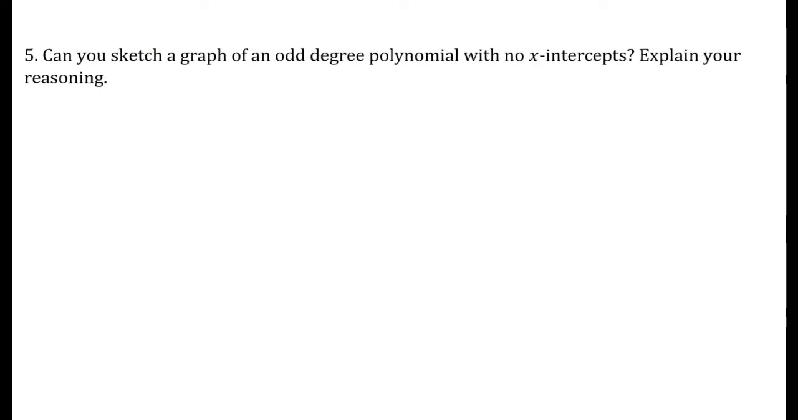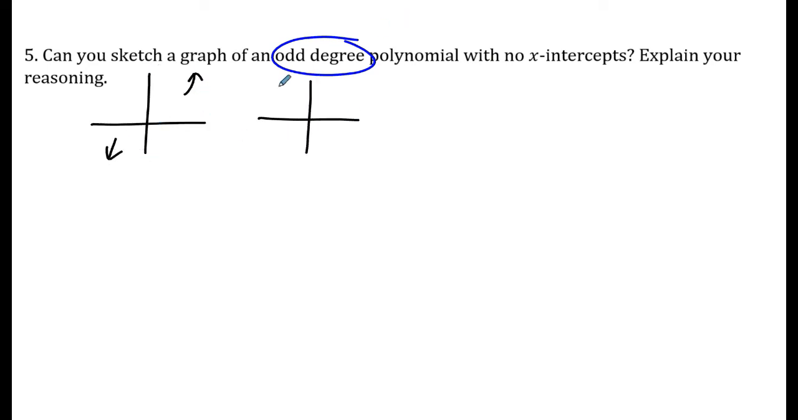Not too bad. Number 5, we have to think here a little bit. Can you sketch a graph of an odd degree polynomial with no x-intercepts? Explain your reasoning. So all I know is I have an odd degree, which means my end behavior is one of two things. I can have that end behavior, or I can have that end behavior. Well, can I sketch one with no x-intercepts? Well, here's the thing. If it starts negative and ends positive, what's going to have to happen at some point? Based on the end behavior, the function has to cross through the x-axis.